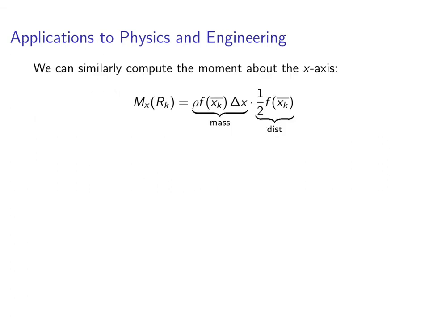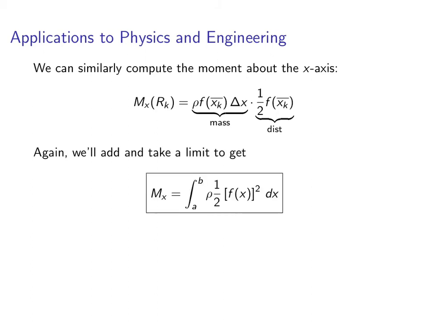Now in a similar way we can compute a moment about the x-axis. We do mass multiplied by distance, but this time to measure the distance from that rectangle's center to the x-axis, we're going to do 1/2 f of xk bar. That's a y distance because we're measuring the distance to the x-axis. And again, add up, take a limit, and this time we get the integral from a to b of rho times 1/2 f of x, quantity squared. It's squared because we have an f of x and an f of x here.